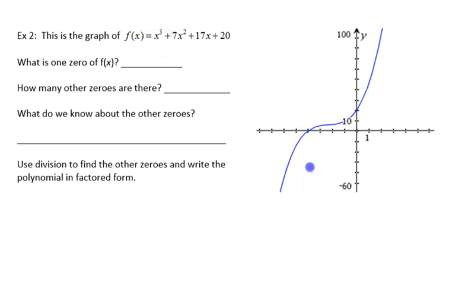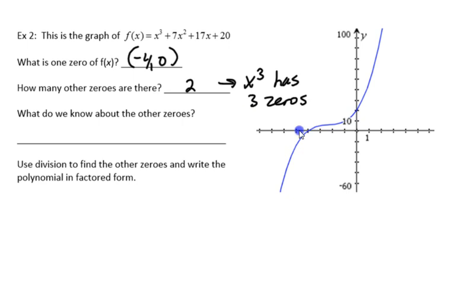And if you plug negative 4 into the function, you would see that it is 0, so you know that's correct. There must be 2 other zeros because it's x cubed. X cubed has 3 zeros. That is always true. Some of them might be repeated, some might be imaginary, some might be irrational, but it's always going to have 3 zeros. Since only one of them is an x-intercept, we know the other 2 have to be imaginary zeros.